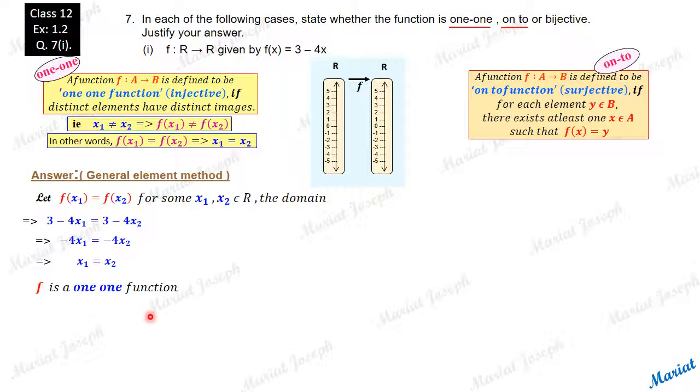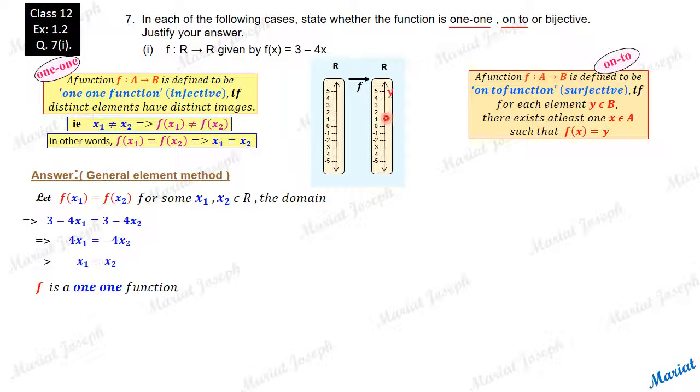Let's see whether it is an onto function. A function f defined from set A to set B is called an onto function or surjective function if for each element y that we take in set B, that is the codomain, we should be able to get an x in the domain. There exists at least one x in the domain such that the image of x is y itself. F of x is equal to y itself. Three stages we have to verify.